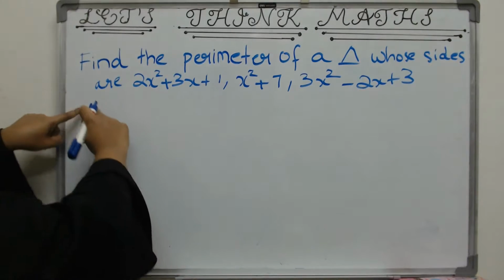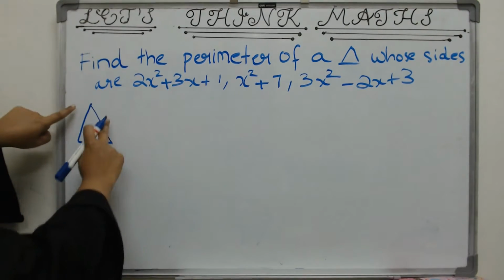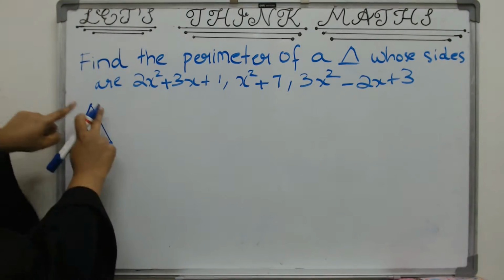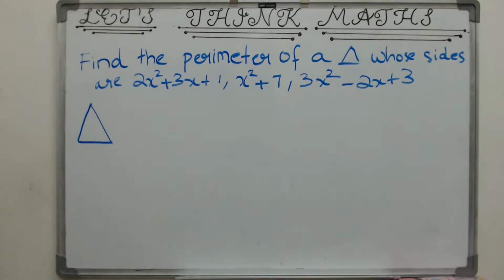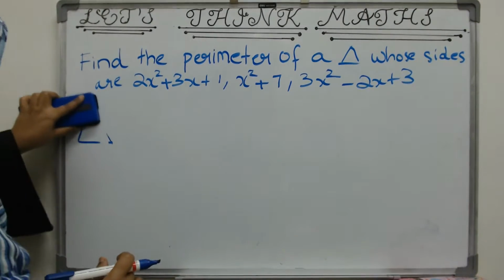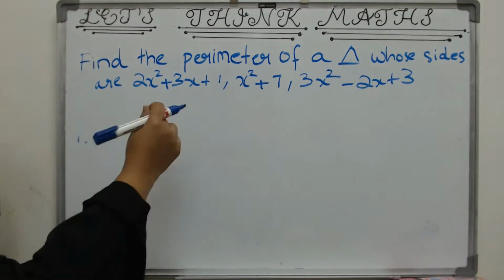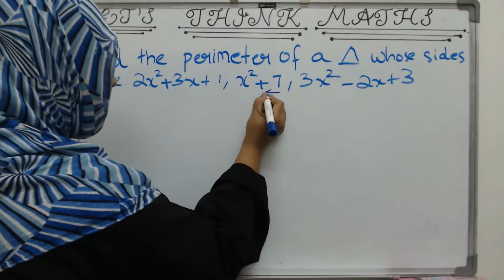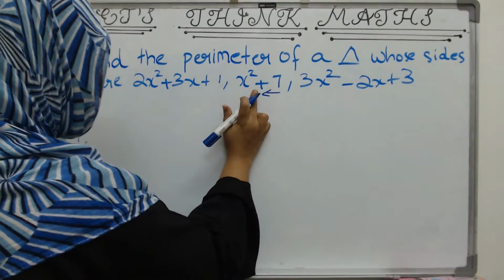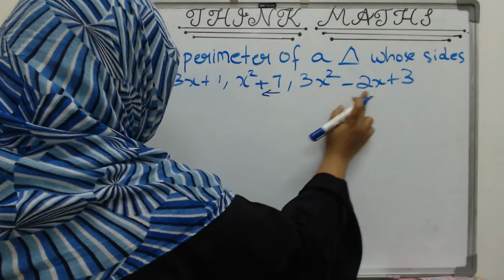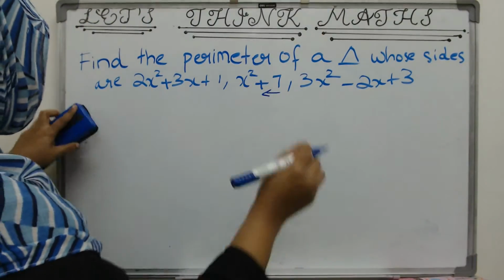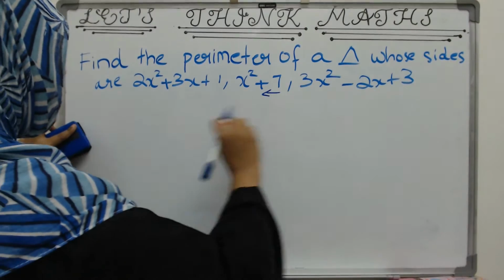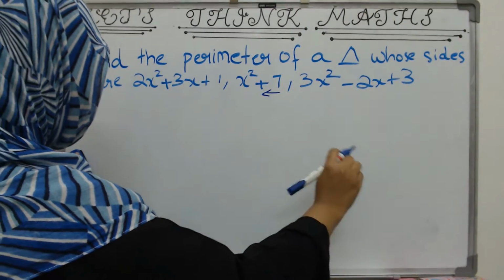It is just the length of the boundary. So, if the three sides are given, all we have to do is add these three sides, which are actually algebraic expressions. So, when you add, please remember to write down the sign carefully. Each term will have a sign. 7 has a sign plus. Notice here 2x has a sign minus.